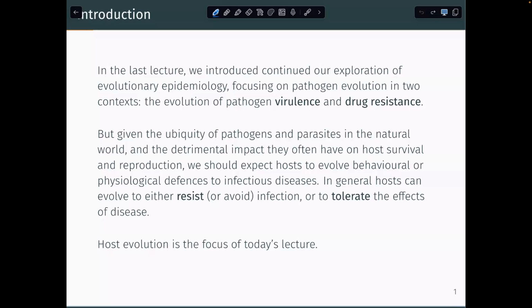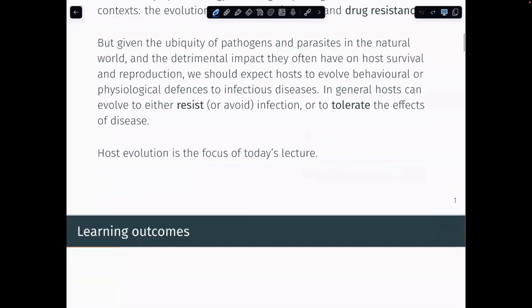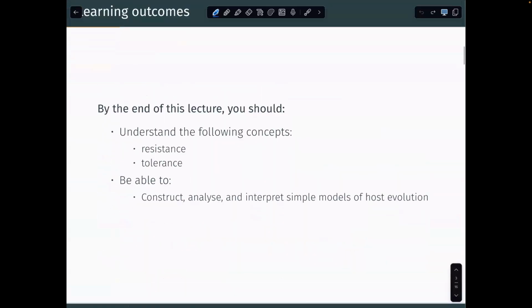And generally, we try to group most of these things in terms of resistance or tolerance. Resistance, I'm also going to include avoiding infection, because when we model these mathematically, they have broadly the same effects. So either basically preventing infection or dealing with the consequences of infection. Just the difference between resistance and tolerance. Okay, so we're going to focus on host evolution in today's lecture, and we're going to focus on this first one, essentially prevention of infection. So by the end of today, you should already understand what resistance and tolerance are from what I've just said now. We should be able to construct and analyze and interpret some models of host evolution.